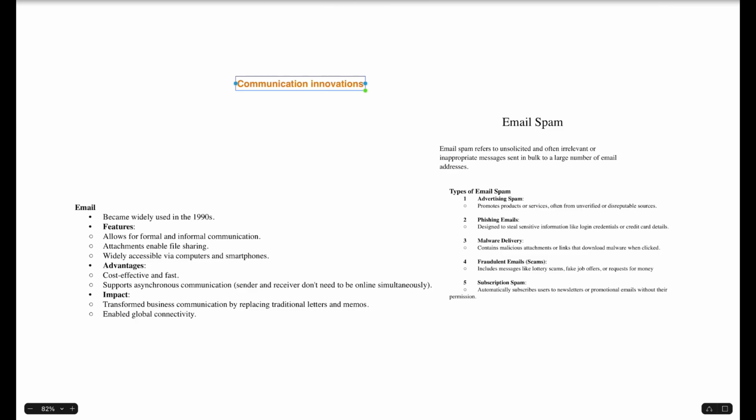Fourth, fraudulent emails, so basically scams. They include messages like lottery scams, fake job offers, or just giving you money. For example, "you have won $10,000, reply with your details to claim the prize." They give you fake information and make you give your own information to them.